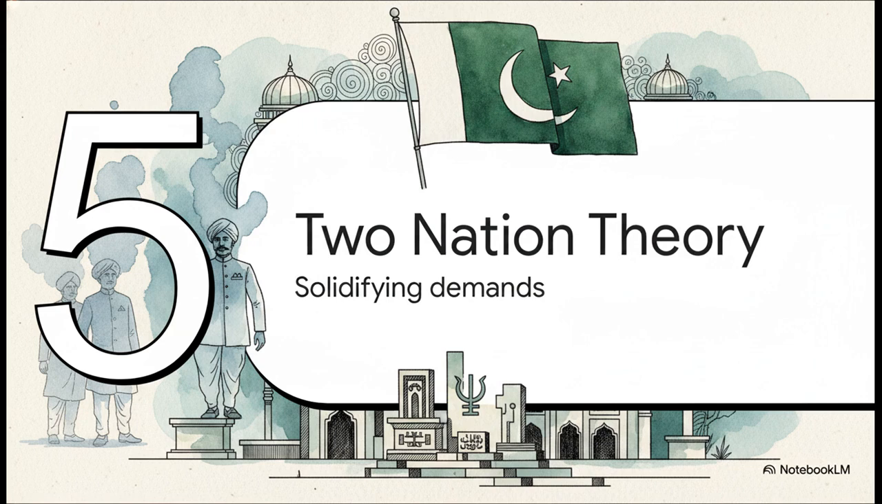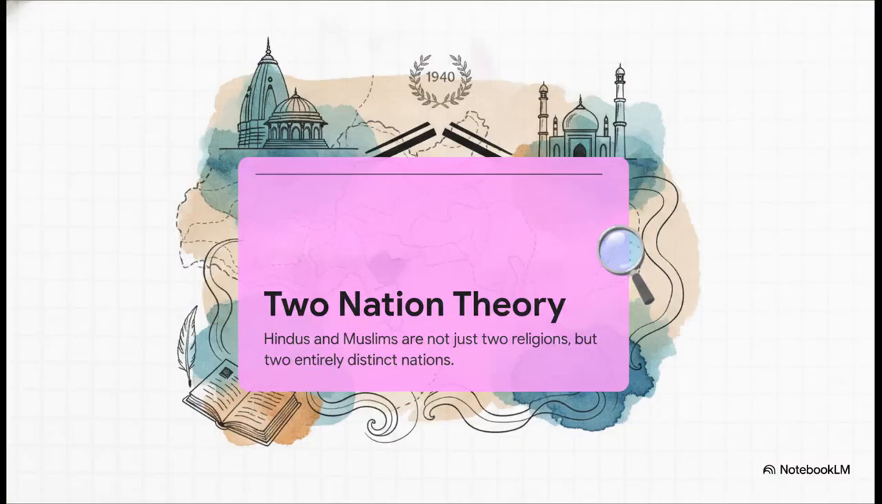The political vacuum left by those Congress resignations gave the Muslim League the perfect opening to push their ultimate objective. At the 1940 Lahore session, the Pakistan proposal was presented by Fazlul Huq, which fundamentally hardened the political and communal boundaries from that point forward. Presided over by Jinnah, this session birthed the explicit assertion that Hindus and Muslims were not just two religions sharing a geography, but two entirely distinct nations. Now, even though the actual word Pakistan wasn't used in the proposal itself, the structural demand was permanently set in stone.